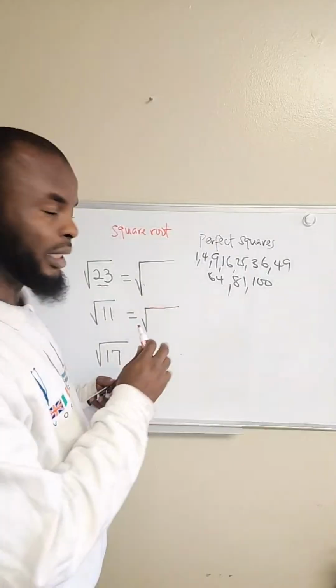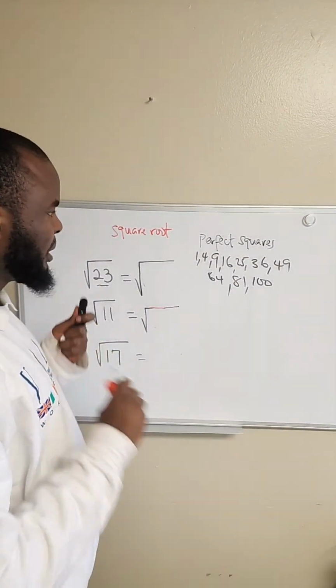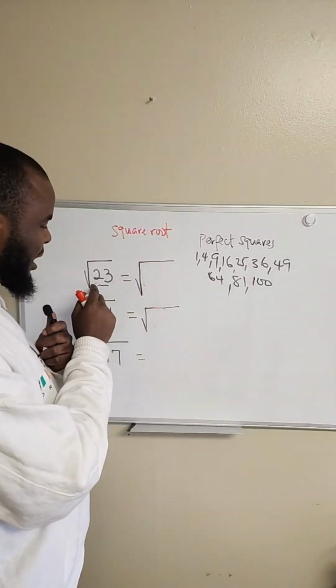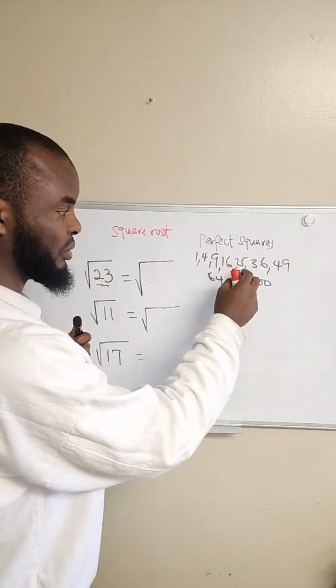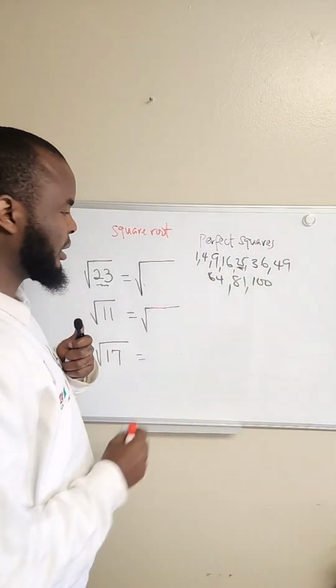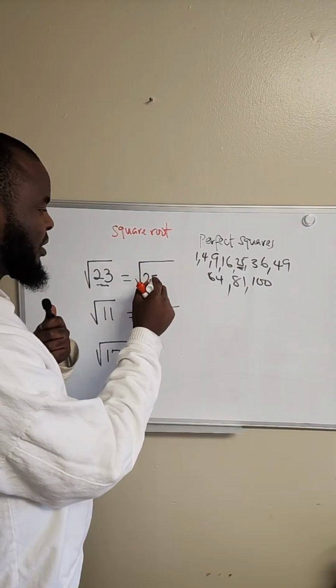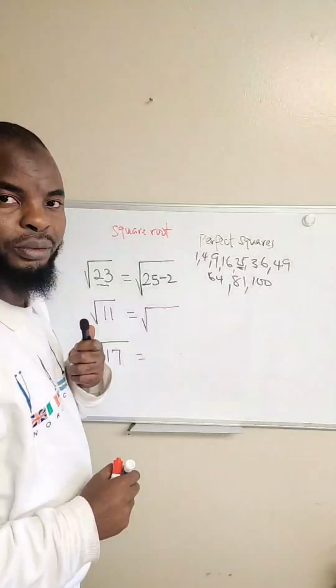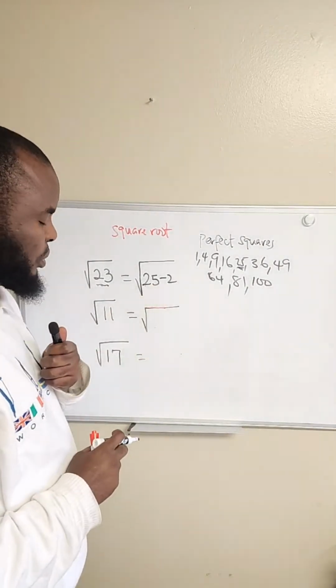When you have 23, we have these perfect squares. If you want to do this, it can be a little bit difficult to do. So you will look for the nearest perfect square to 23. And the nearest perfect square is 25, as you can see here. So you can rewrite 23 as 25 minus 2.